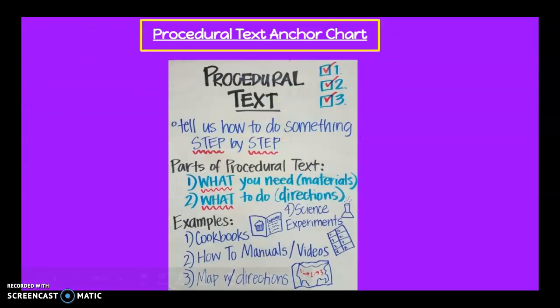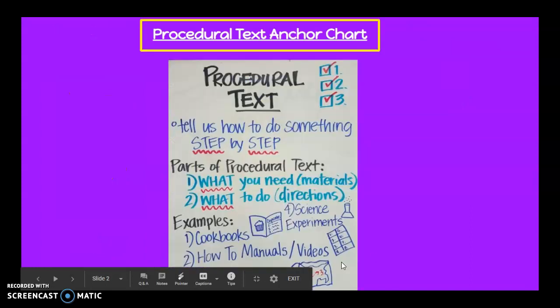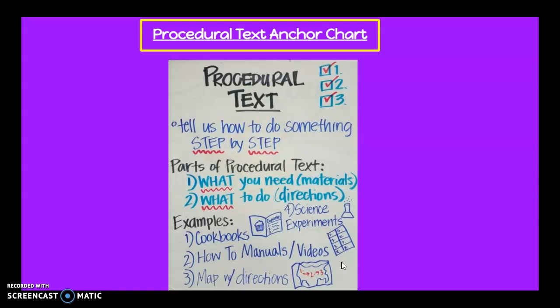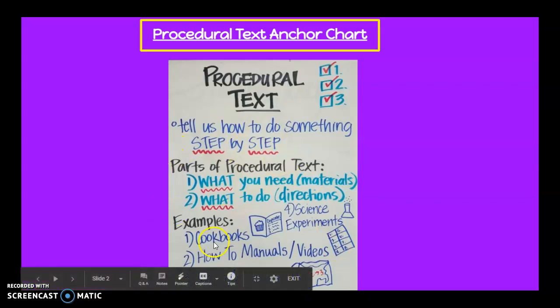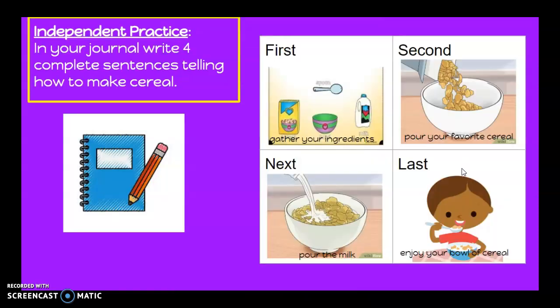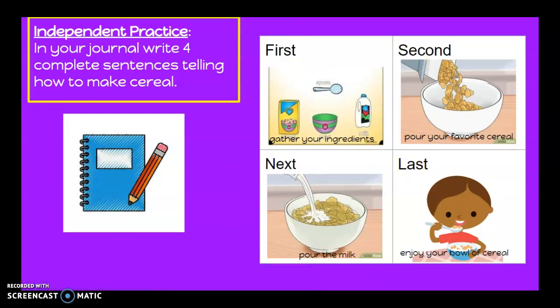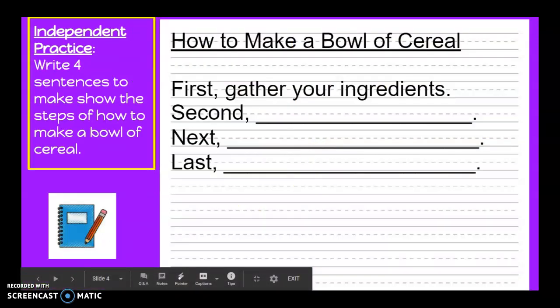Now let's review what we talked about today. First of all, we talked about procedural text, different types of procedural text, cookbooks, how-to manuals, game instructions, science experiments, maps. They all tell us how to do something step by step. Then we wrote in our journal what we do first, second, next, and last when we are making a bowl of cereal. You need to write the sentences in order step by step in your journal.